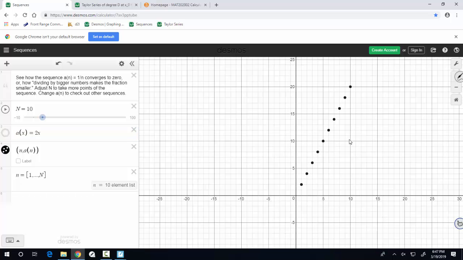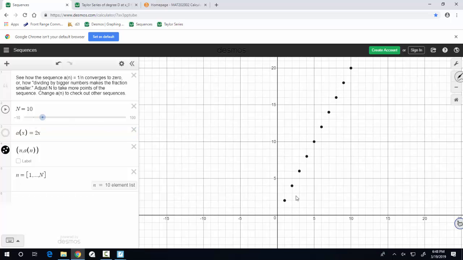So here's 2x plotted from 1 to, is that 10? We know the line y equals 2x is a continuous line. Here we're just getting those discrete points when the index is 1. So a sub 1 is 2, then a sub 2 is 4, 6, 8, 10, 12. So it's a discrete set.